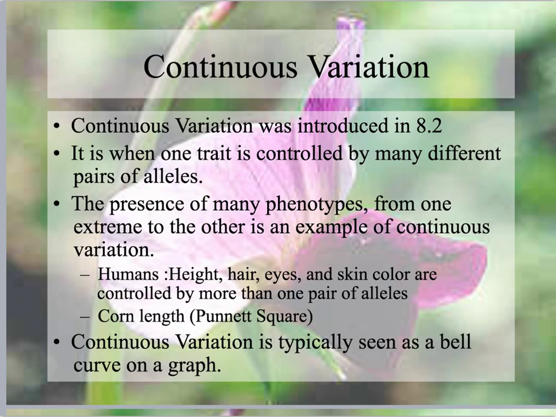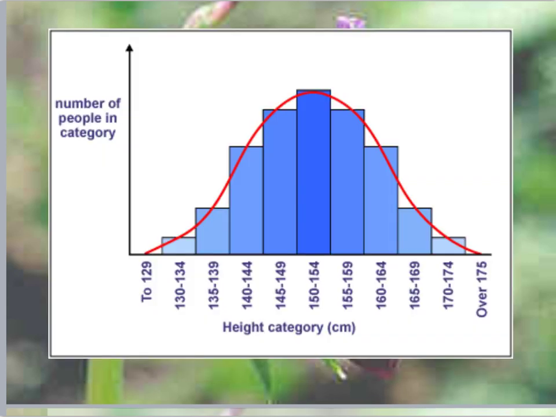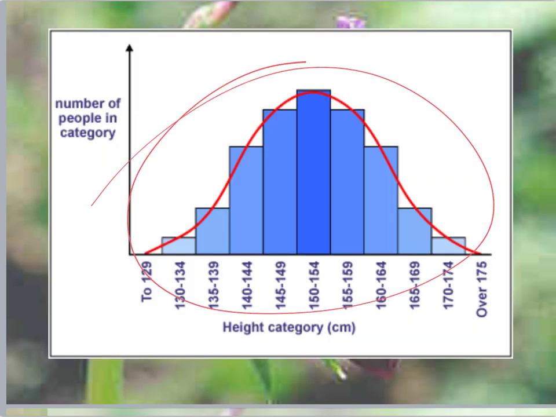Okay, continuous variation. I talked about that a little bit. I want to cross that out. It's not an 8.2. A couple different examples. I'm going to pick up with this stuff in class next time. You can see the Punnett square of that for different lengths. Once again, it creates this variation that we see.